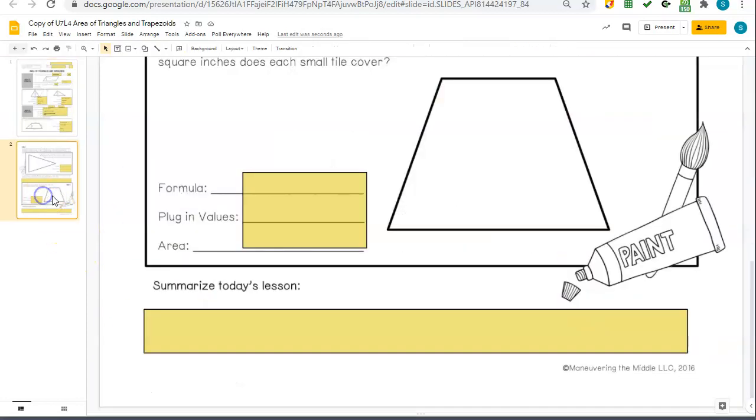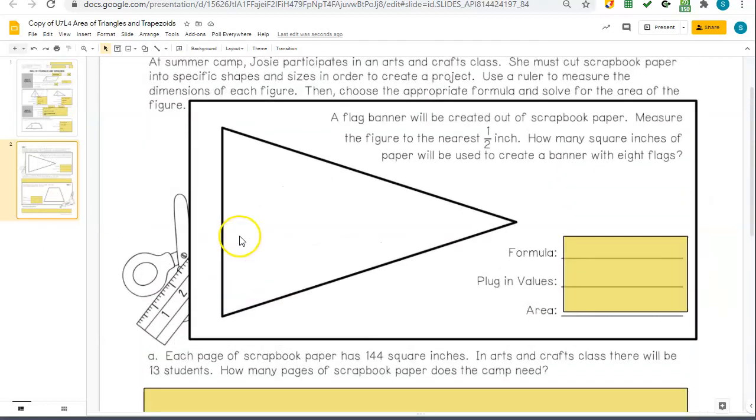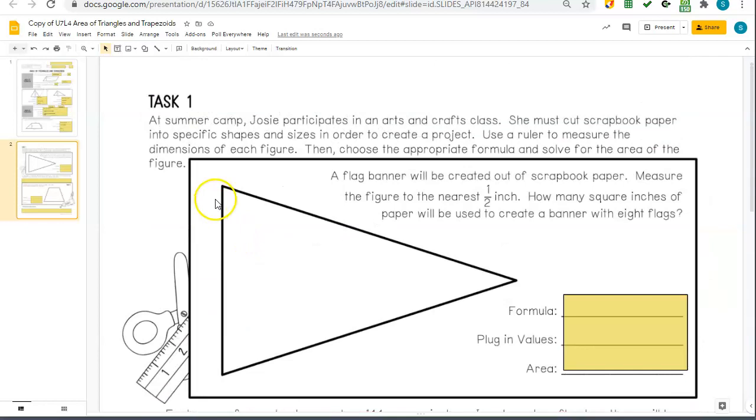Now, let's take a look at this task. We're going to try to break it up into small pieces and figure out what's going on. At a summer camp, Josie participates in an arts and crafts class. She must cut scrapbook paper into specific shapes and sizes in order to create a project. Use a ruler to measure the dimensions of each figure, then choose an appropriate formula to solve for the area of the figure. The flag banner will be created out of scrapbook paper. Measure the figure to the nearest half inch. How many square inches of paper will be used to create the banner with the 8 flags?